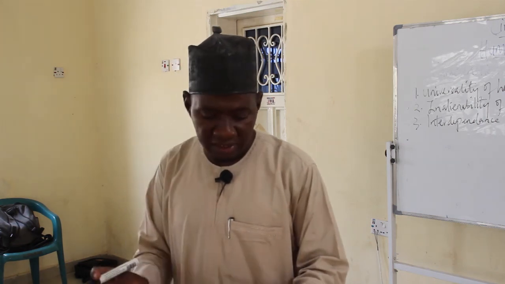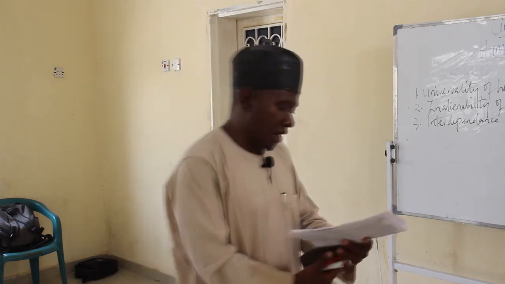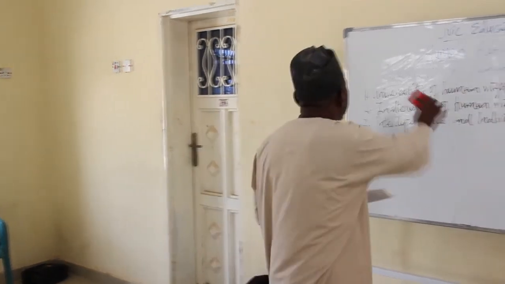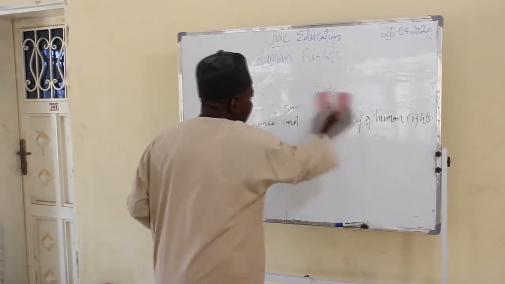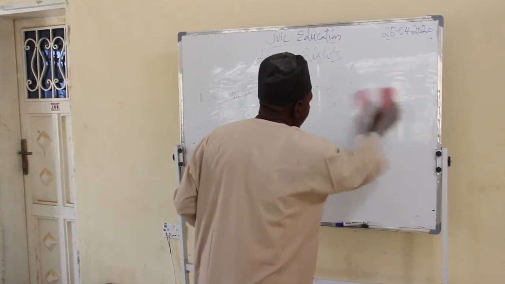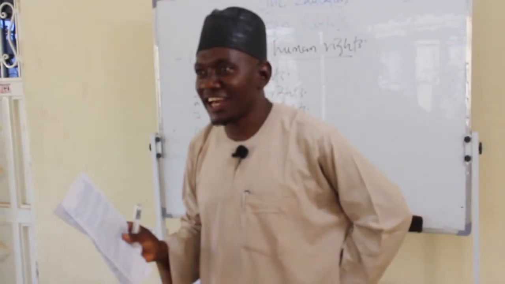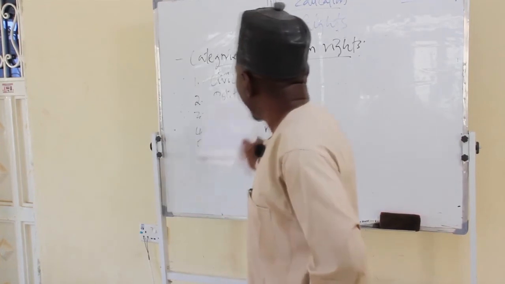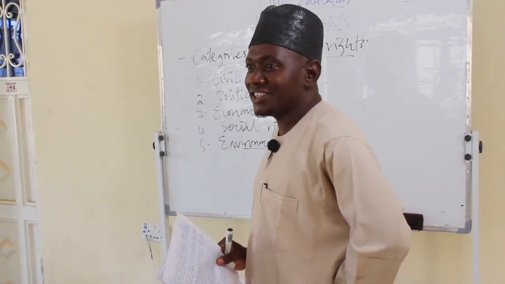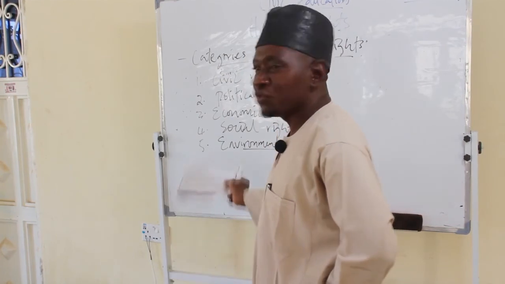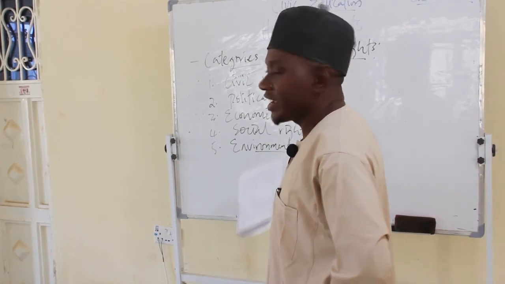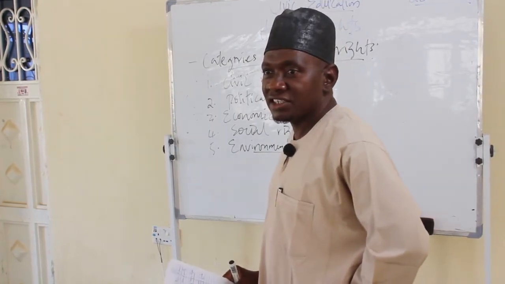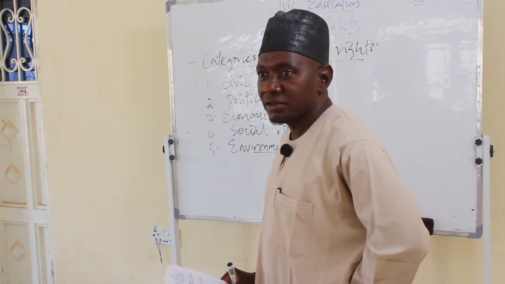Then, lastly on the topic, we have categories of human rights. The last aspect on the topic of human rights is categories of human rights. These rights are categorized into 5. We have civic rights, political rights, economic rights, social rights, and environmental rights. These are the 5 categories of human rights declared by the United Nations General Assembly.